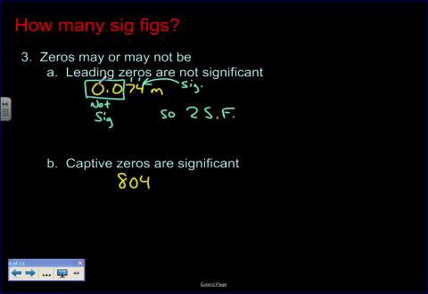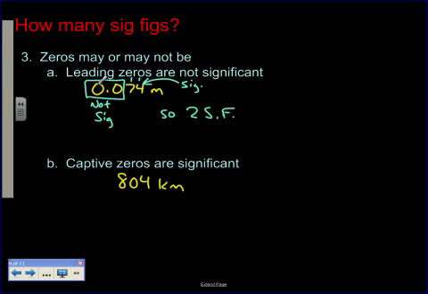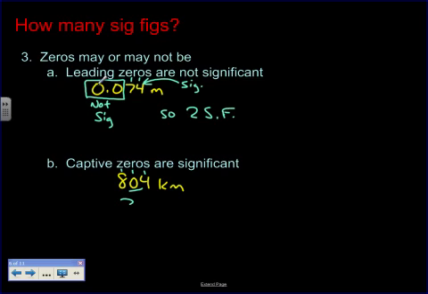The next rule is pretty easy too. If it's a captive zero, it's always significant. And what we mean by captive is that it's a zero in between numbers that we know are significant. So in particular, in between non-zeros, the 0 in 804 kilometers is in between an 8 and a 4, which are automatically significant, and so that makes the captive zero, the one in the middle, also significant. So we count them all up, and that's 3 sig figs.